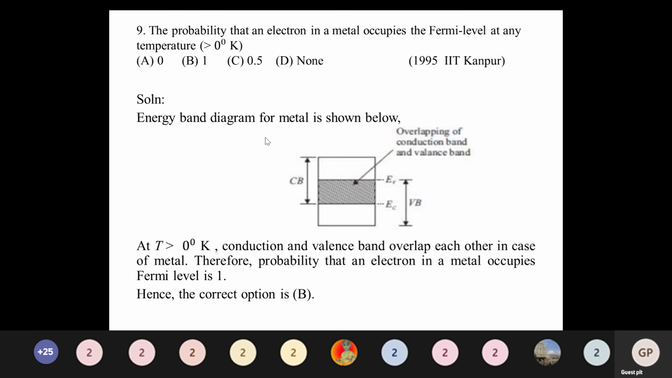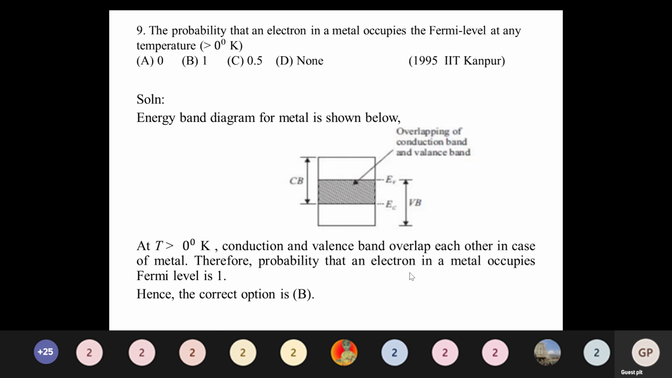Next question, this one. The probability that an electron in a metal occupies the Fermi level at any temperature greater than 0 degree Kelvin. For metal they are asking about the Fermi level. So for metal, what about the Fermi level? For metal, the conduction band and valence band both overlap. So here what will happen?